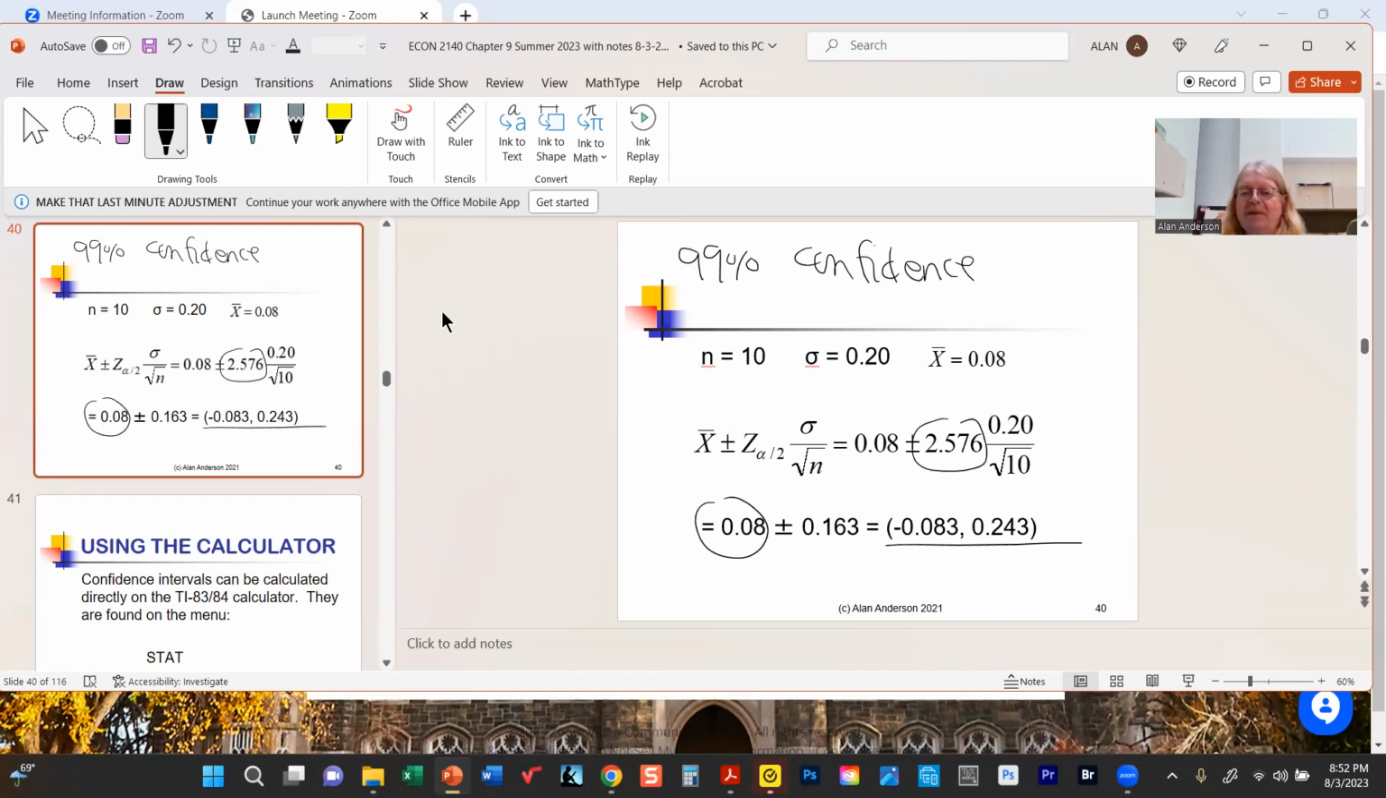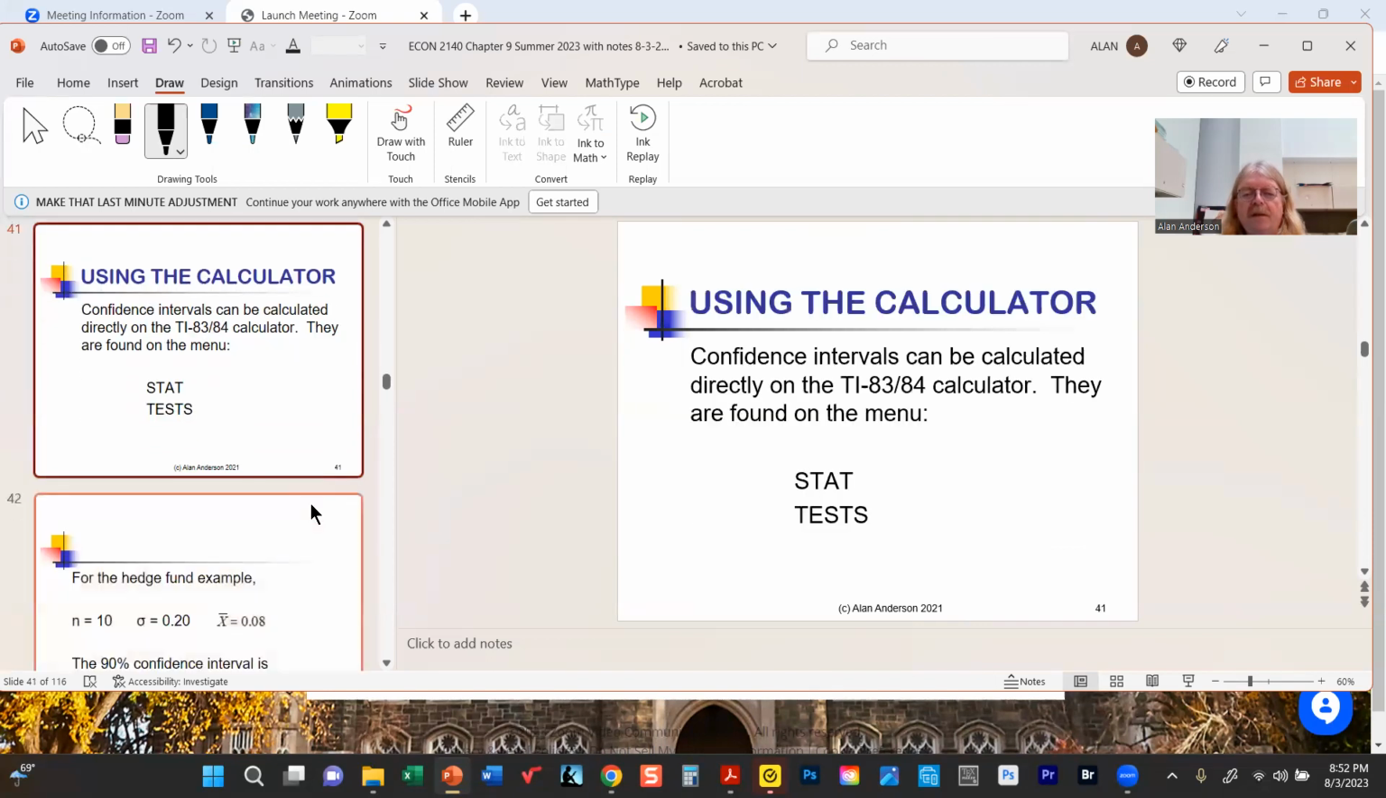Now, here's some good news. The calculator has a shortcut for doing this. Okay, let's find out what it is all about. We're going to do the same three examples again with our calculator. So this time we're going to use the stat menu, which I don't think we've used before. And we're going to go to the test submenu.